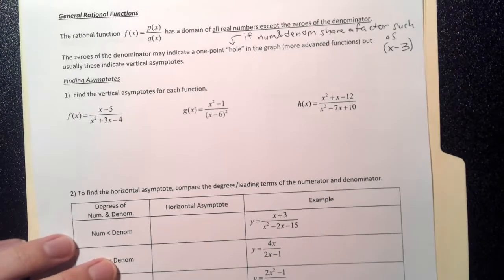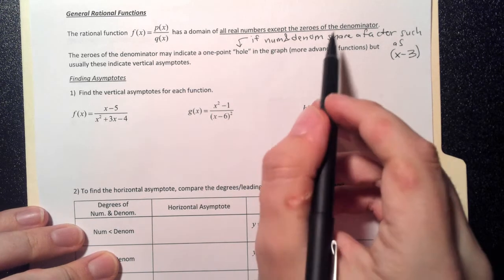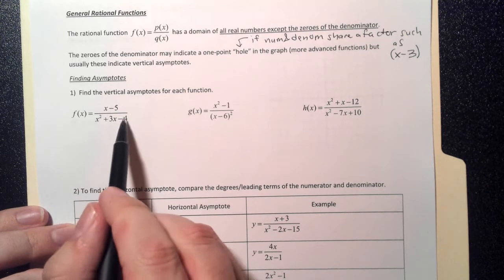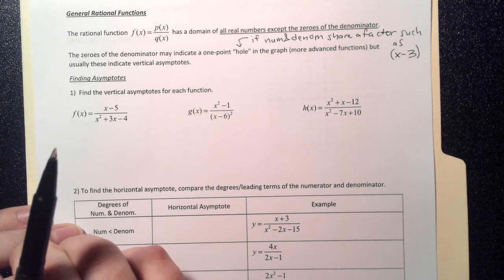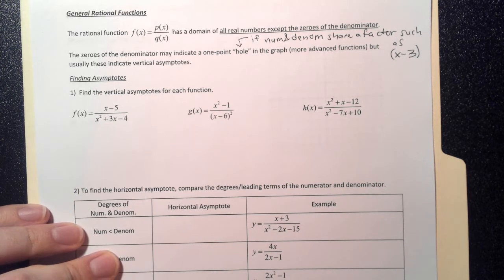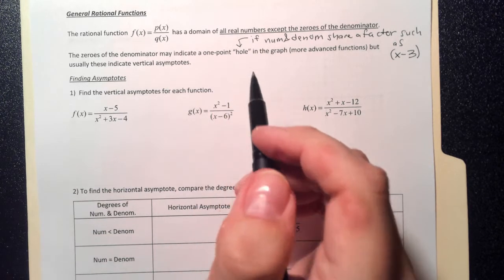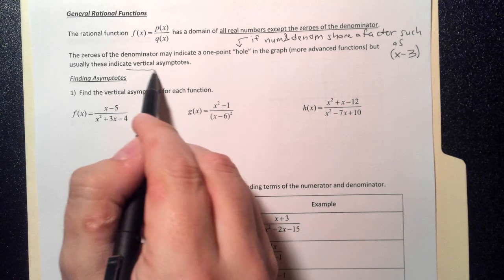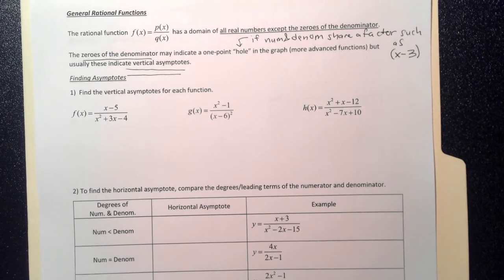So again, a general rational function has a domain of all real numbers except the zeros of the denominator. I know I can't divide by 0, so for example, in this particular problem right here, any values that make that denominator 0, I have to exclude from the domain. The zeros of the denominator may indicate a one-point hole in the graph. Those are more advanced functions than what we're generally going to deal with. So for us, we will see vertical asymptotes. So we need to get that in our head. The zeros of the denominator tell us about vertical asymptotes.